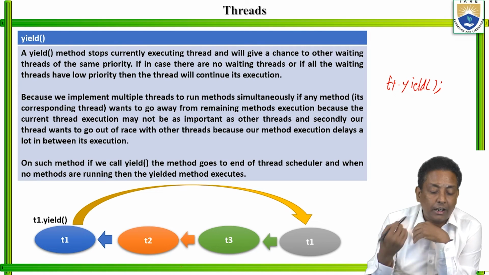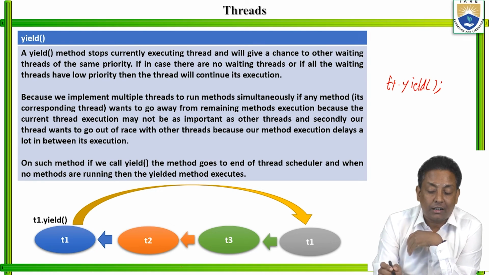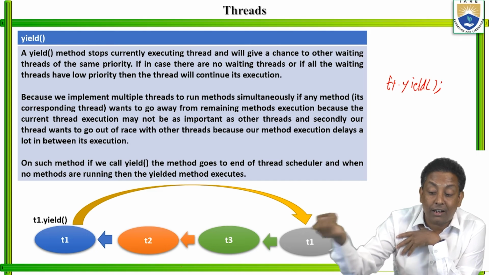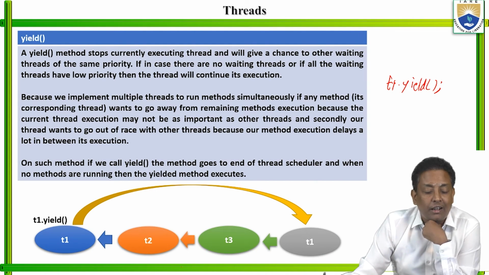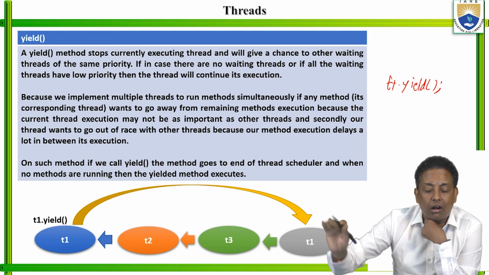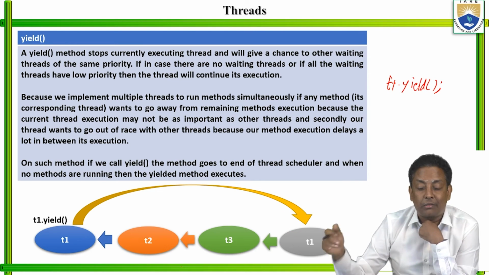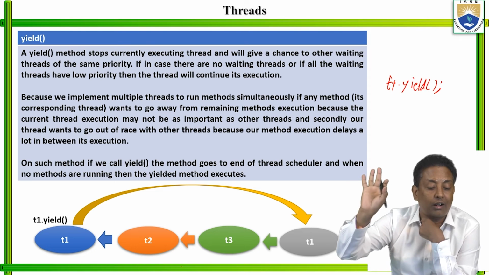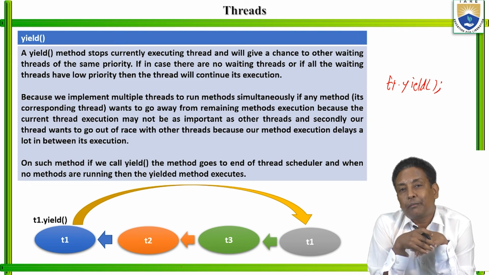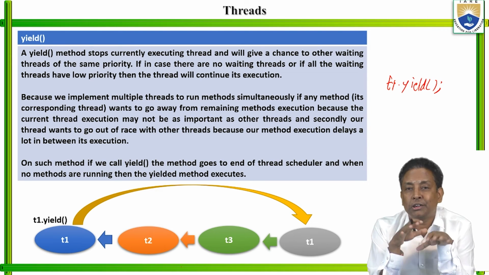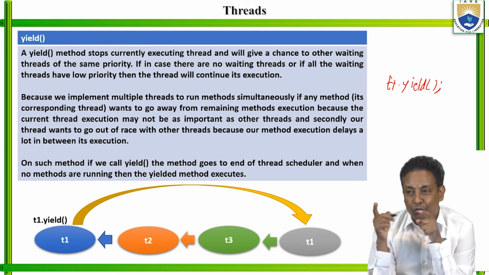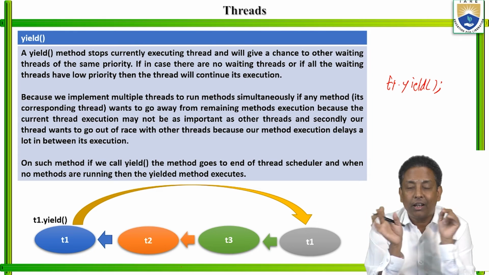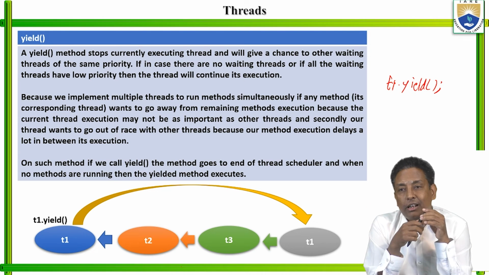Like that, if any method or thread feels like my method execution is not as important as other threads, that is one place. And secondly, our thread wants to go out of the race with other threads because our method execution delays a lot in between its execution. I know my method execution takes a lot of time. Because of that, I do not want to disturb other threads for my method execution delay.